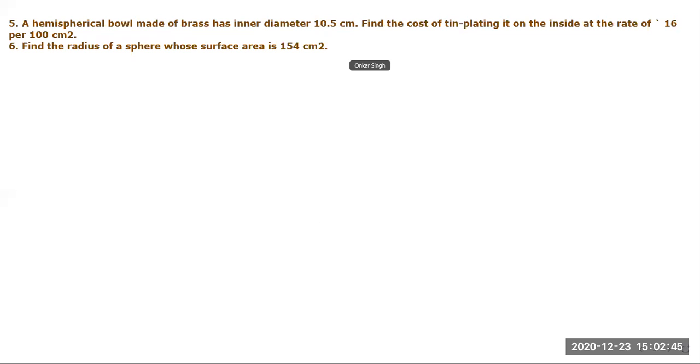So the fifth sum is again a hemispherical bowl. Better to draw. I will suggest you, students, if you want to master this subject, always draw the figure, and if possible, colored figures like this. All right, you will be happy.